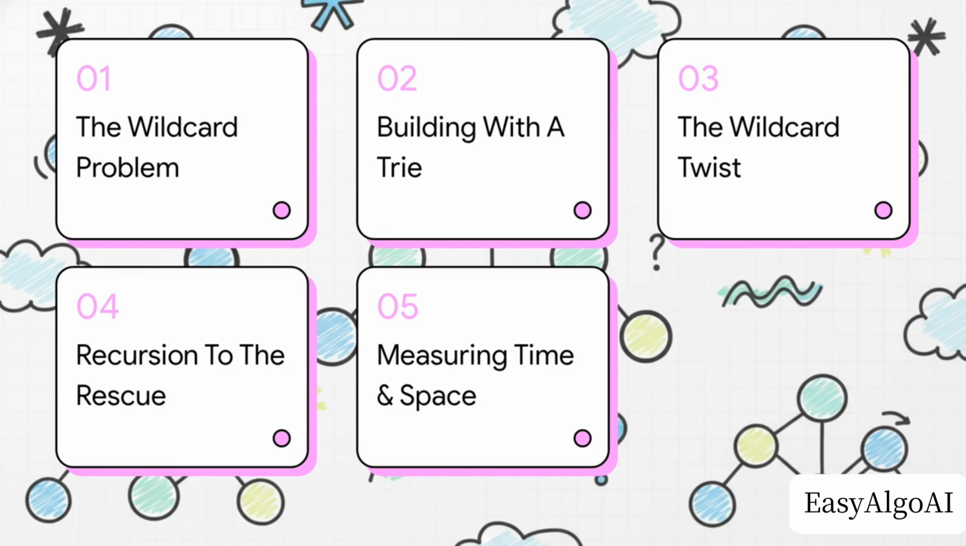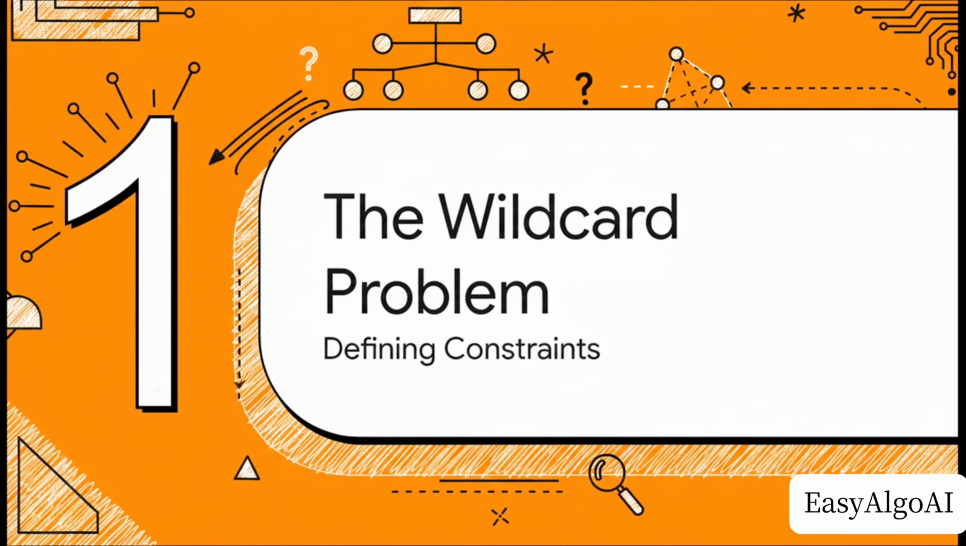Here's our roadmap for today's explainer. First, the wildcard problem. Second, building with a trie. Third, the wildcard twist. Fourth, recursion to the rescue. And finally, measuring time and space. All right, let's jump into part one, the wildcard problem.